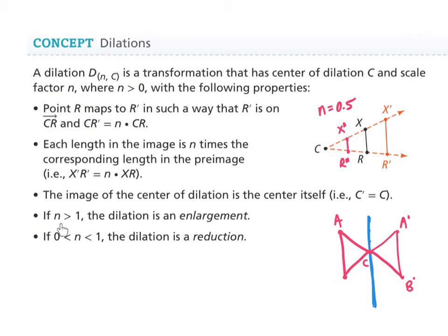So if the scale factor is bigger than 1, we're making our pre-image bigger, we're enlarging it. If it's between 0 and 1, then we are shrinking or reducing our pre-image.